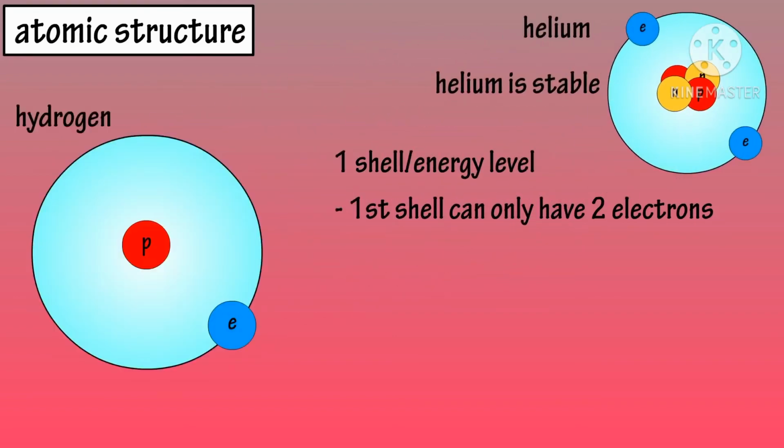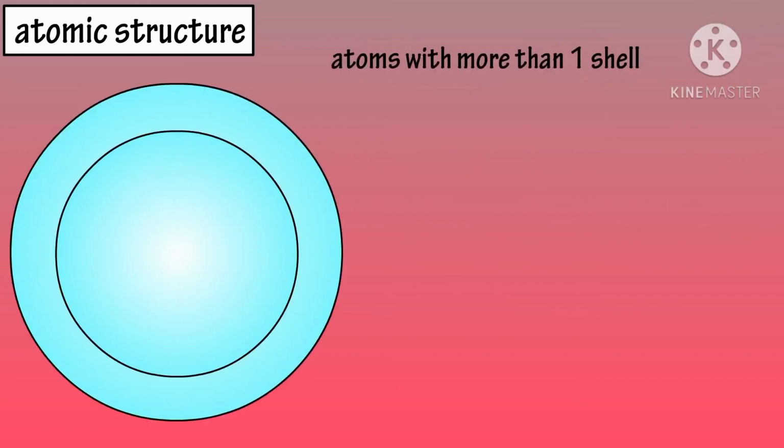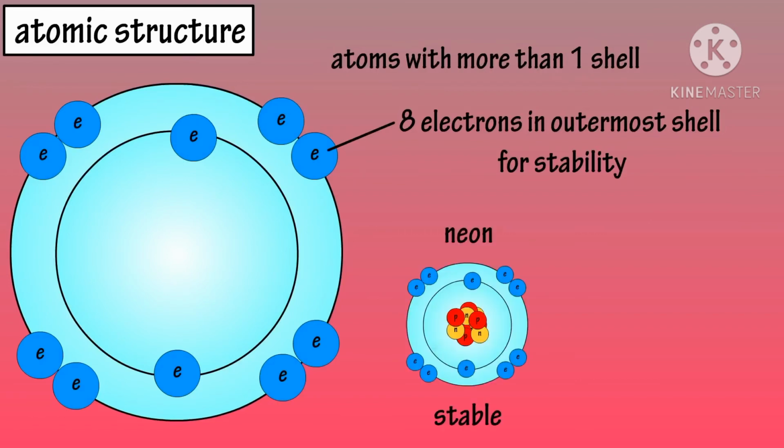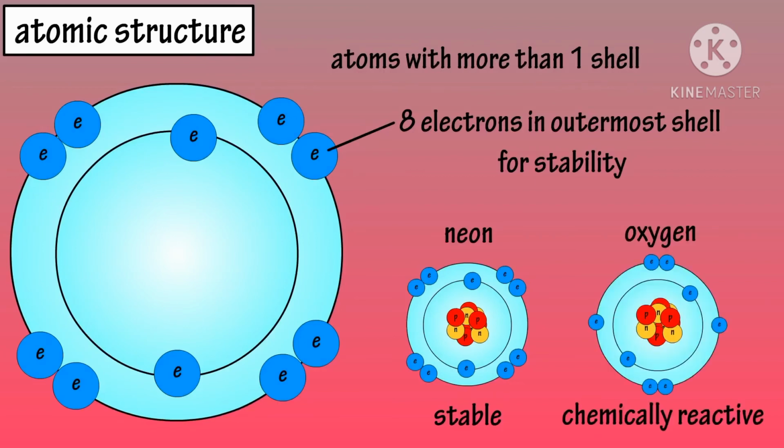Hydrogen, which also has only one ring or shell, possesses only 1 electron in its shell, so it's chemically reactive. In atoms with more than one energy level or shell, 8 electrons are required in its outermost shell for stability. So neon, which has 8 electrons in its outermost shell, is stable, and oxygen, which has only 6 electrons in its outermost shell, is chemically reactive.